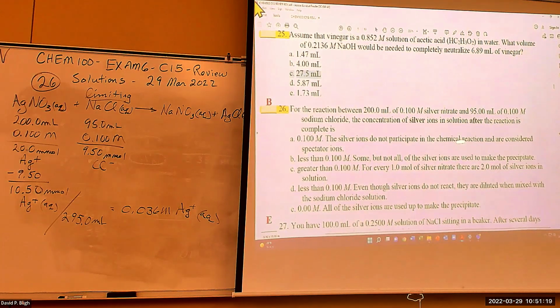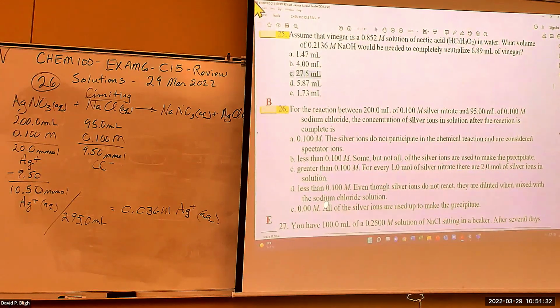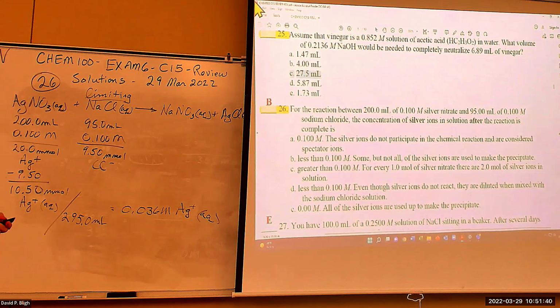Silver ions do not participate in the chemical reaction? Well, that's false. Less than 0.1 molar. Yes, less than 0.1 molar. Are there any others? This one's also less. It's not greater than. And it's not zero, because this was not completely consumed. It's excess. So it's either B or D, less than 0.1.